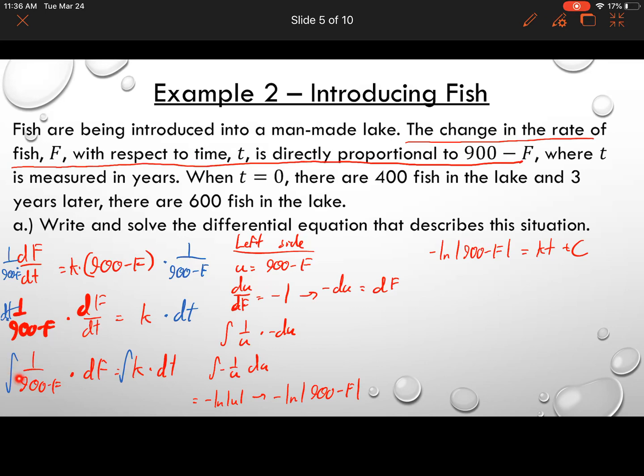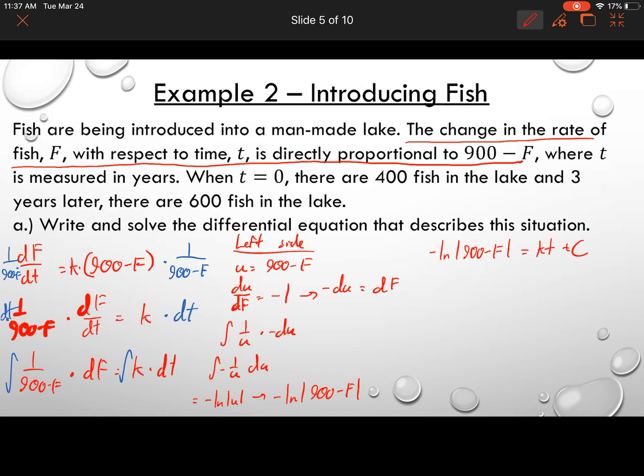So the antiderivative of 1 over 900 minus f is negative natural log, absolute value of 900 minus f. And then the antiderivative of k is just kt. And then we only put the plus c on one side, because even if you put a plus c on both sides, eventually you will only have one constant.